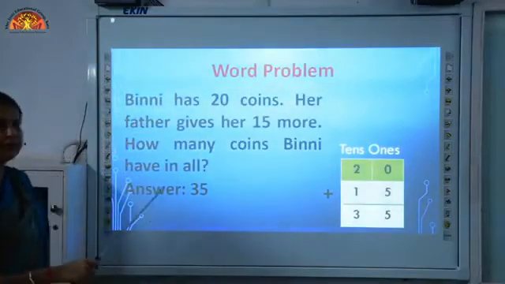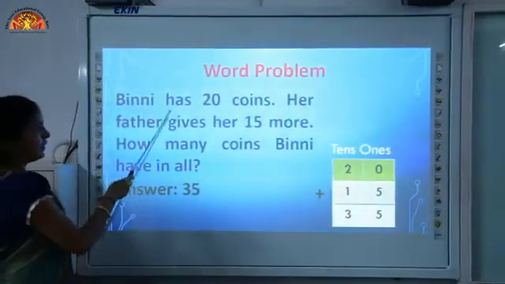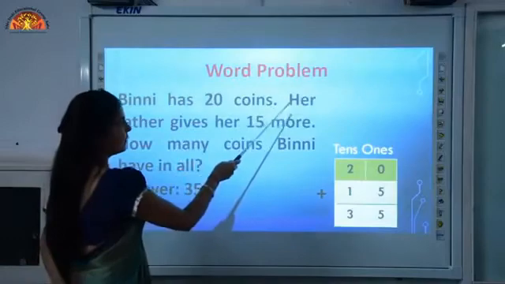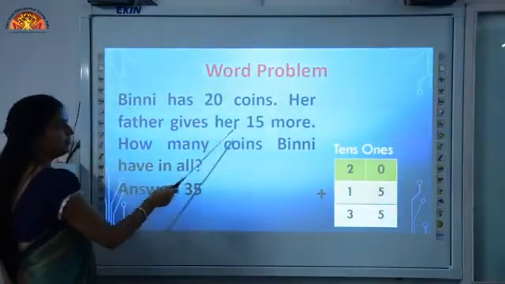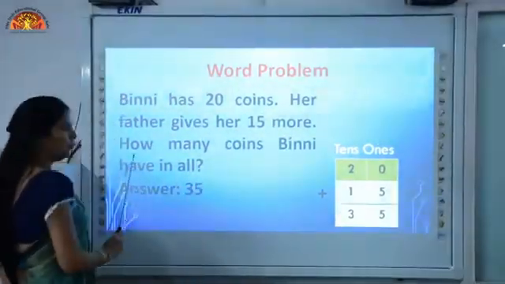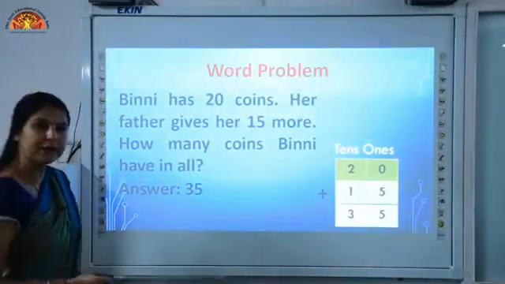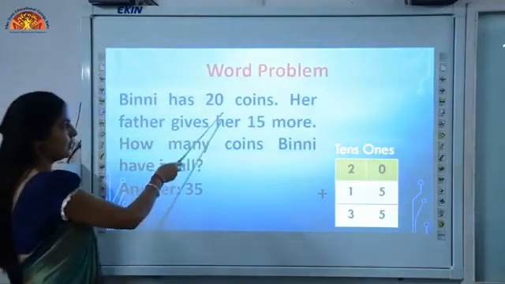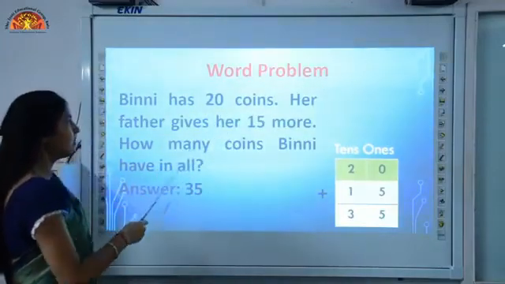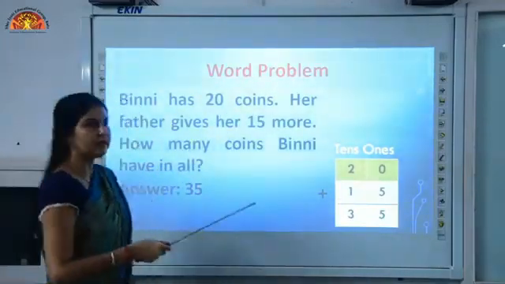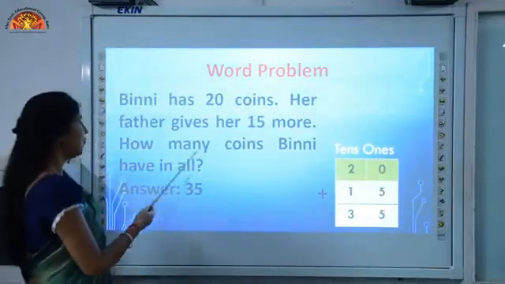Now come to the word problem. Binny has 20 coins. Her father gives her 15 more. How many coins does Binny have in all? Children, how many coins does Binny have? Binny has 20 coins. And how many coins does her father give to her? Her father gives 15 more. So what will we do?